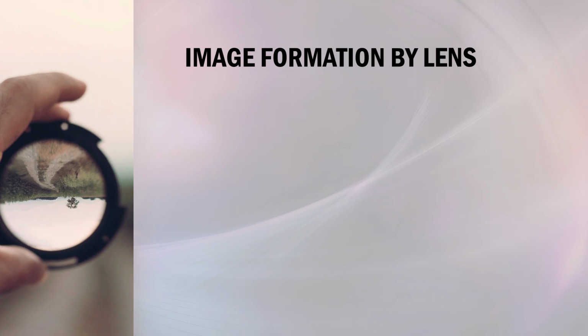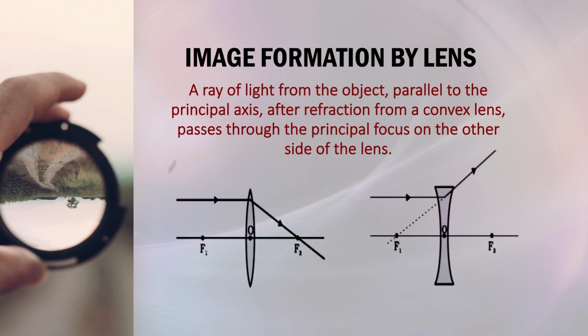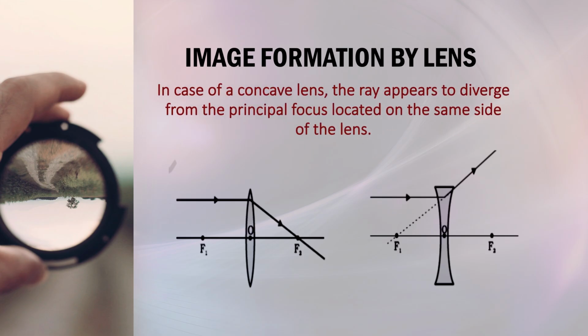Again, there are certain rules. A ray of light from an object, if it is coming parallel to the principal axis, whether it is a convex lens or a concave lens: if it is a convex lens, it will pass through the principal focus on the other side of the lens. But if it is a concave lens, it will appear to diverge from the principal focus located on the same side, the side from where the incident ray is coming. It will appear so, but it will actually go to the other side.